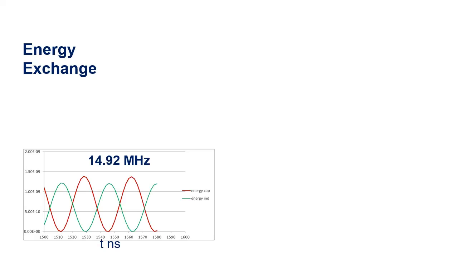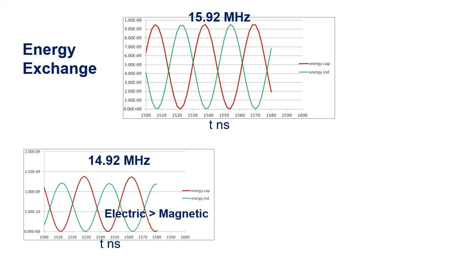Now let us discuss the energy exchange for the three scenarios discussed. At 14.92 MHz, electric energy, that is, in the capacitor, is greater than the magnetic energy, that is, in the inductor. At 15.92 MHz, electric energy is equal to the magnetic energy. This condition is called resonance.